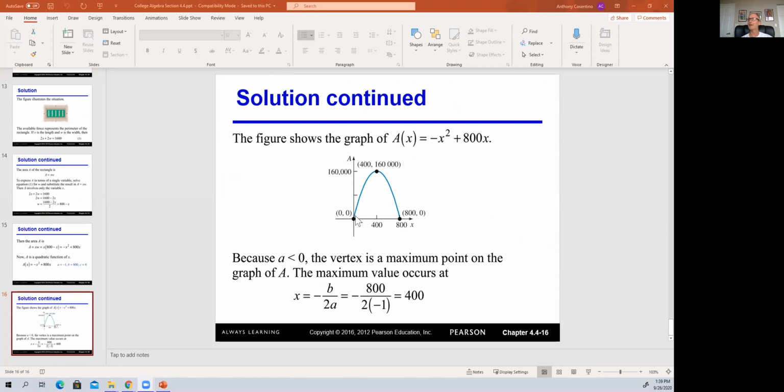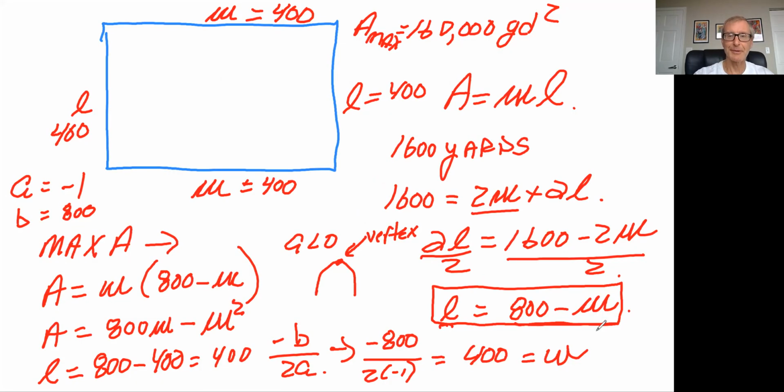And you could see that if we were at 0, 0, we would have 0 area, right? And 800 is the other one where you have 0 area. How does that work when you think about the equation? Well, let's go back to the equation here a little bit and take a look at it.